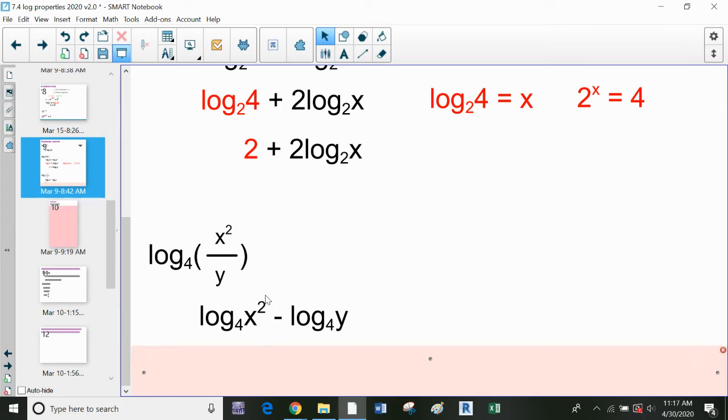Now, you still can simplify, though. You have an exponent, so this 2 needs to come out front. And indeed it does. I cannot simplify the log expressions beyond that, so that's as expanded as that gets.